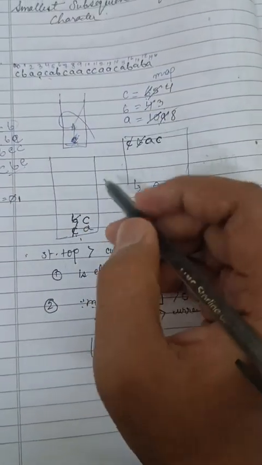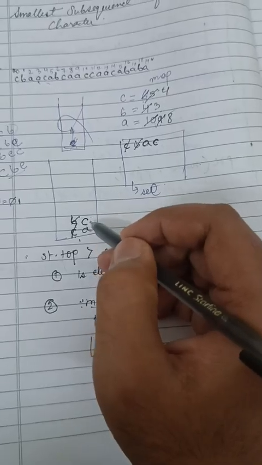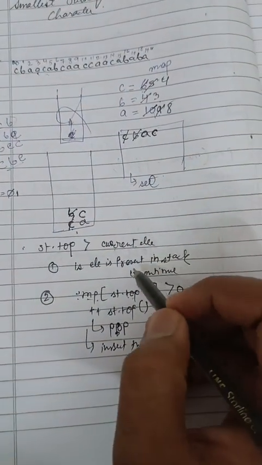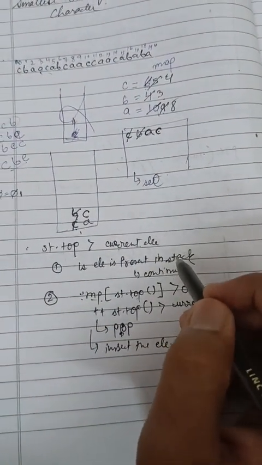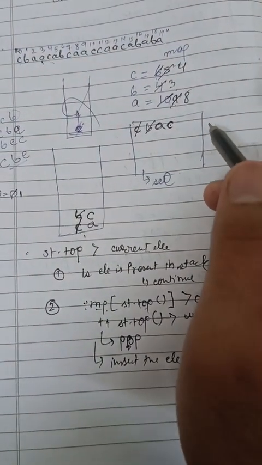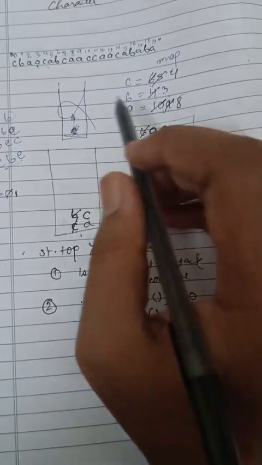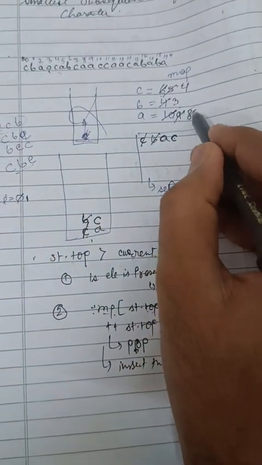Then A. So A is smaller than C. If it is smaller than C, check whether it is already present in stack or not. It is present. Okay, I will continue then. I will decrease its frequency and then continue, right? So its frequency will be 7, right?